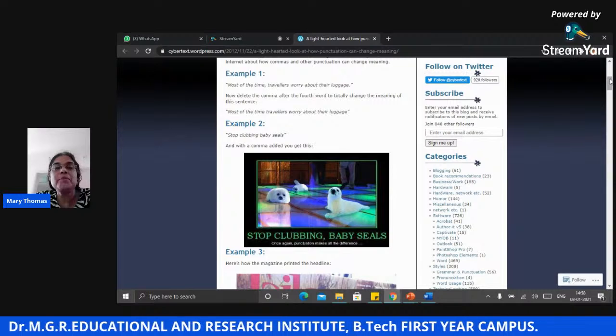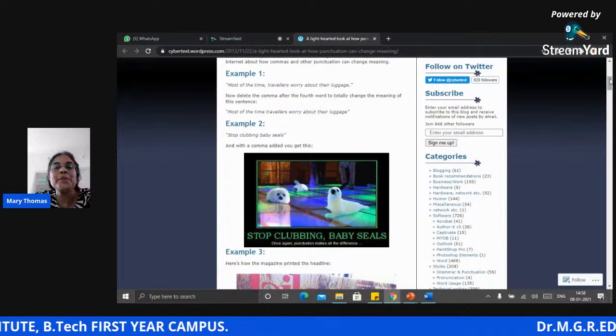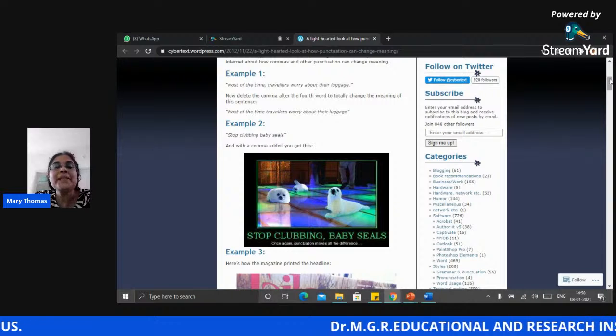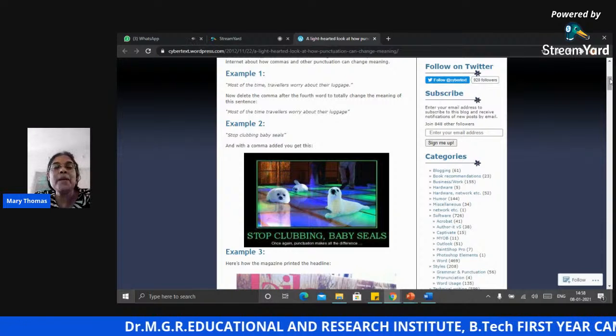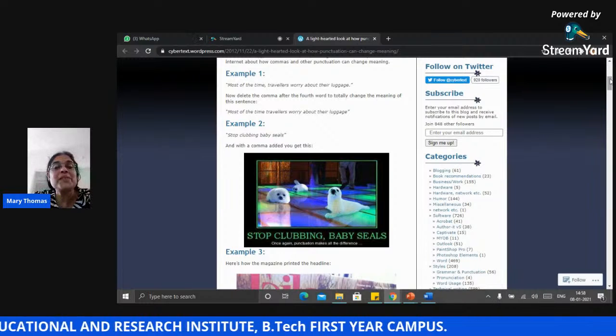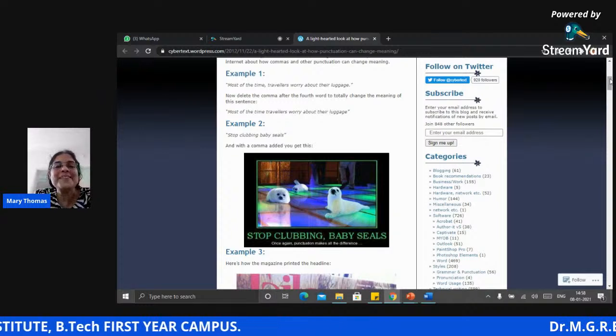Most of the time, travelers worry about their luggage. Now, delete the comma after the 4th word. When you delete the comma after the 4th word, it completely changes the meaning of the sentence. Most of the time, travelers worry about their luggage. So, most of the time, travelers worry about their luggage. Okay?